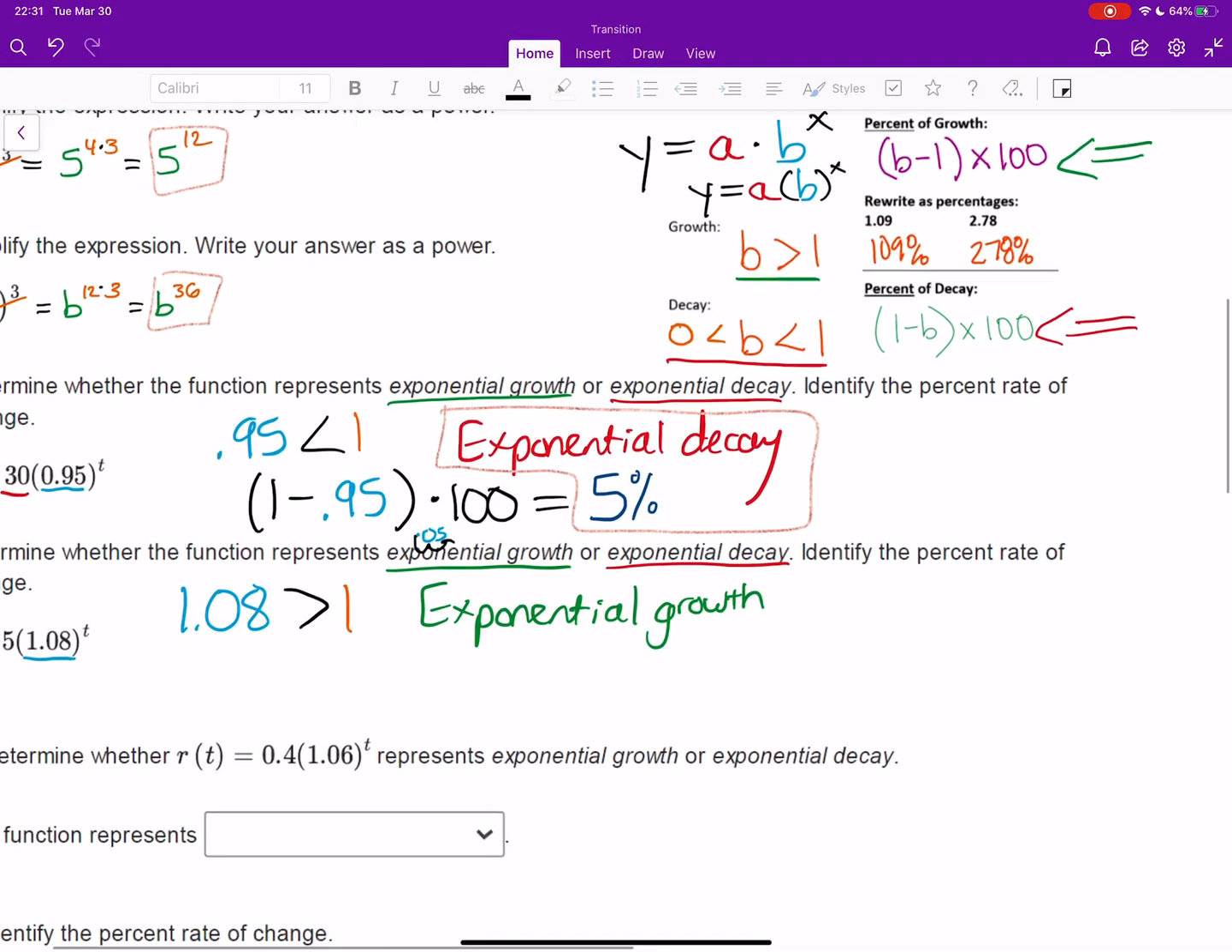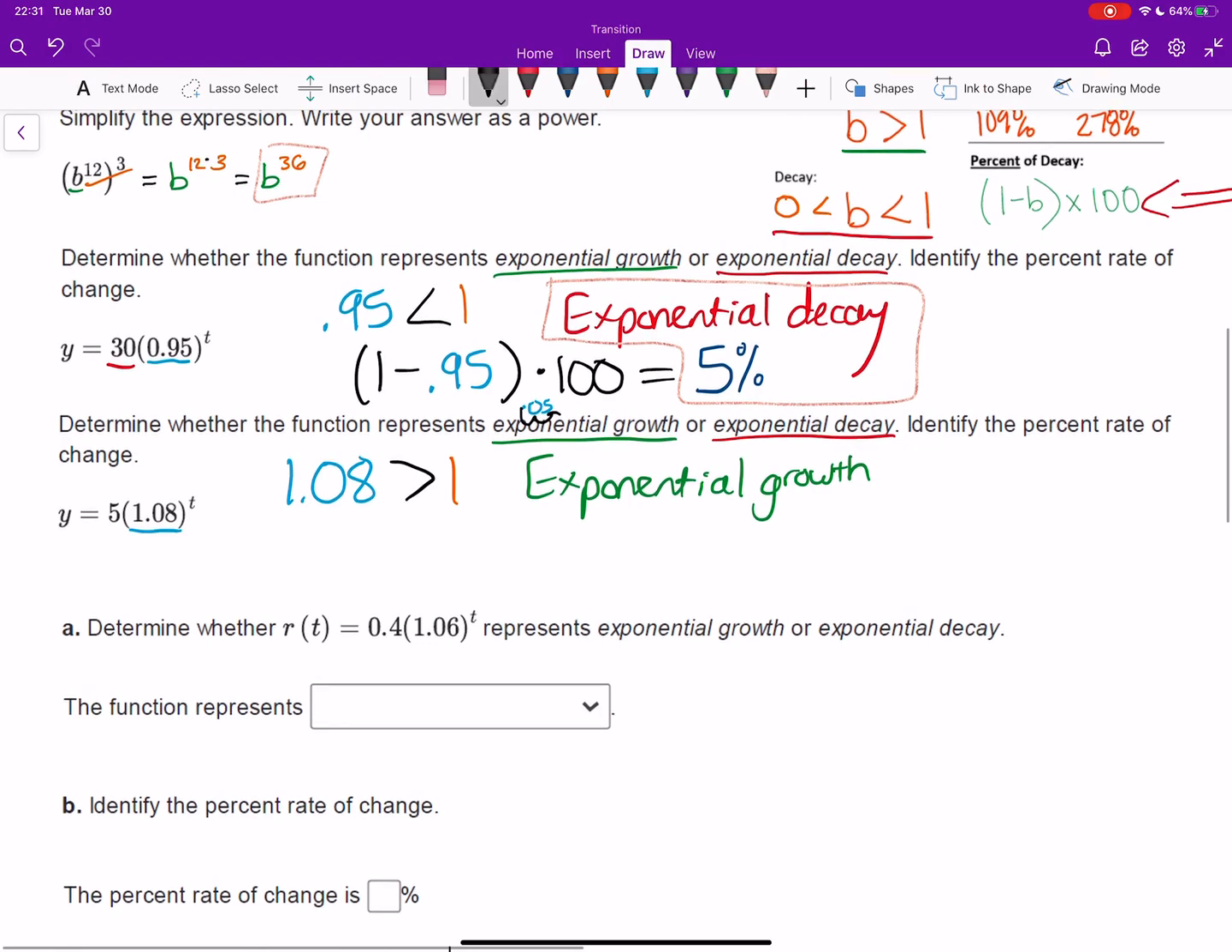B minus 1 times 100. See how that's a little bit different than the previous one? So now instead of starting with 1, I'm going to start with b, subtract 1 from b, and then again that multiplying by 100 part, just simply to convert it to a percent. When I do 1.08 minus 1, I get 0.08, right?